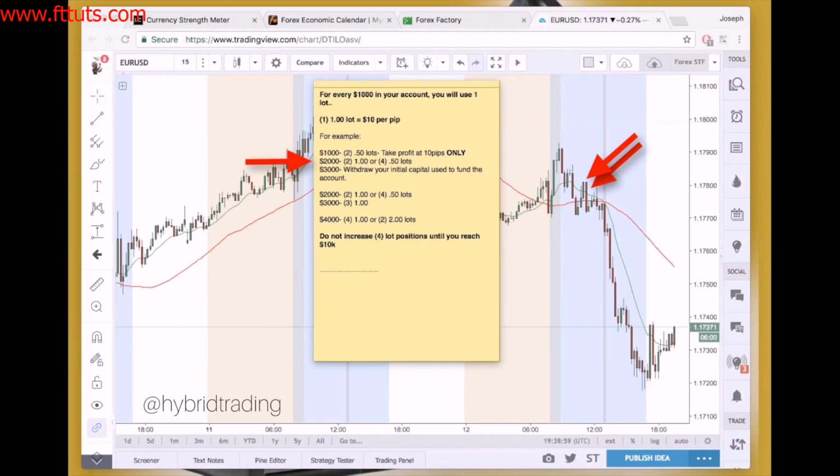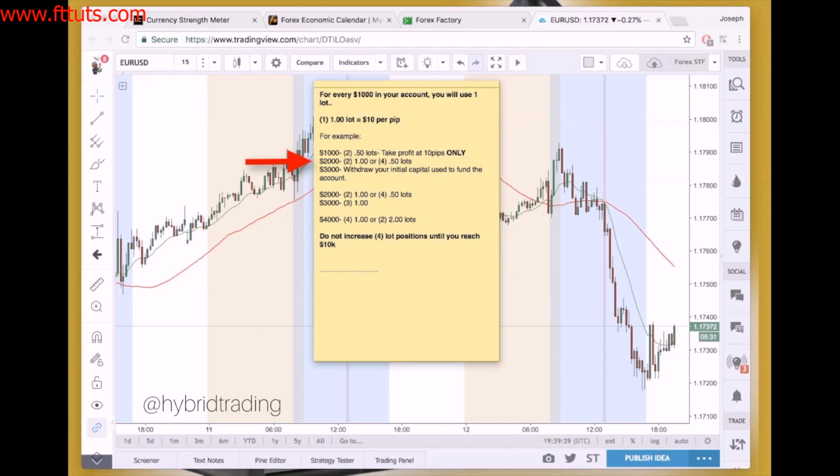It has a small pullback. Then here you can add another 0.50 and then add another 0.50. And as it goes in your favor at 10 pips, you can take 1 lot of the trade and let another 1 lot run. And that way you can compound your winners a lot faster. So if you notice, once you make it to $2,000 on your account, you will no longer just take 10 pip trades.